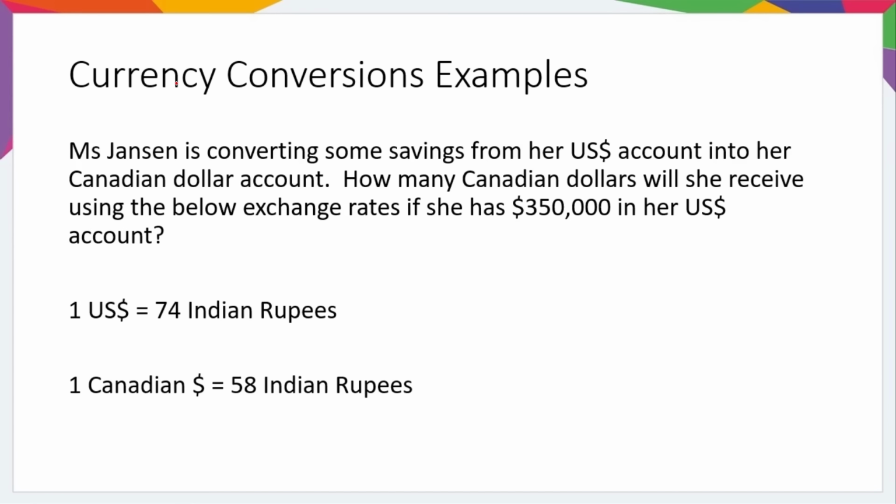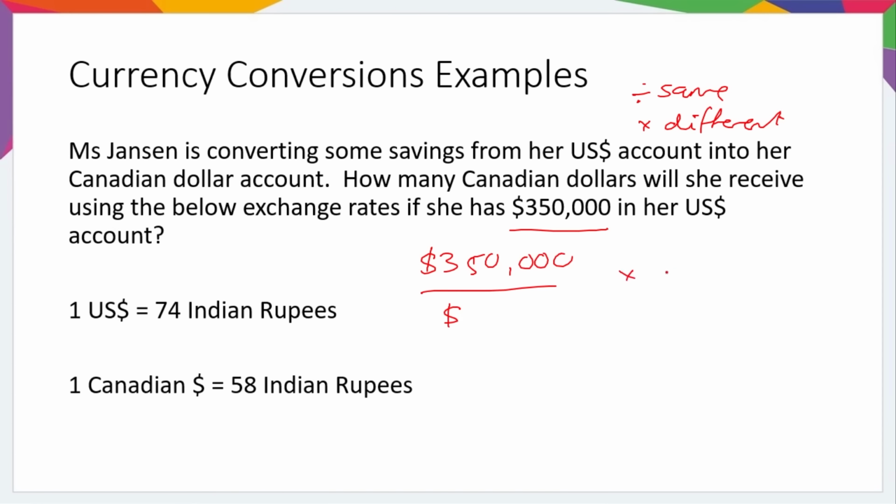Let's have a look at this question here. This is quite similar to the example that we've just gone through. So we're converting 350,000 US into Canadian, and we're going to have to turn it into Indian rupees first of all. So remember, divide by same, multiply by different. So we're going to be doing $350,000 divided by dollars multiplied by Indian rupees. So 350,000 divided by 1 multiplied by 74. Again, dividing by 1 can be skipped, and that comes to a total of a huge number.